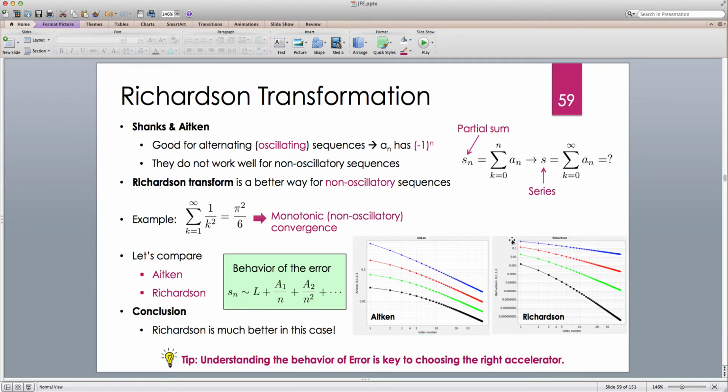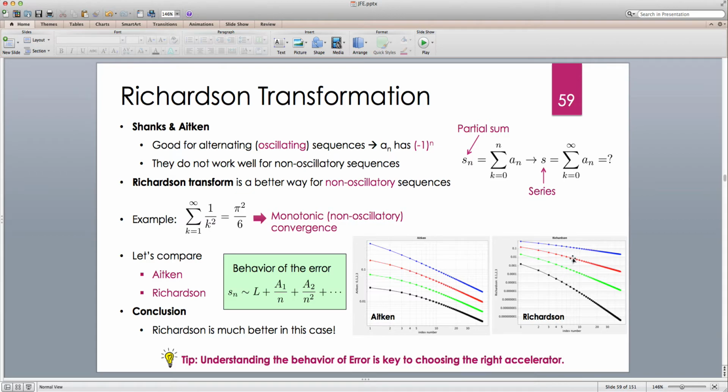On the other hand, if you use Richardson transformation on this sequence, and when I say on this sequence, it means we apply the Richardson on the partial sum sequence, okay? Not on 1 over k squared. We create a partial sum sequence Sn, which is summing from 0 or 1 to n of an, which is 1 over n squared or k squared. That's the partial sum. That's the sequence that we're trying to accelerate for convergence.